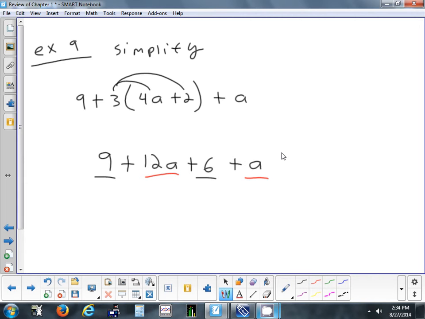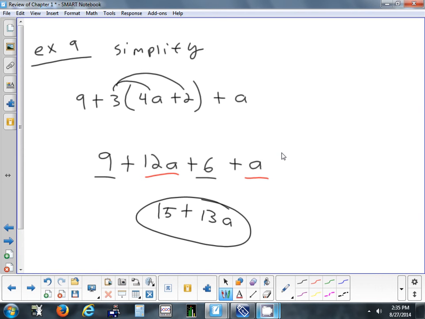Now let's combine them. What's 9 and 6? 15. Now we have 12a, plus we only have an a. We just have one of them. So if you take 12a and you add one more, Isaiah, what do you get? You get 13a. And that's what you get when you simplify that.